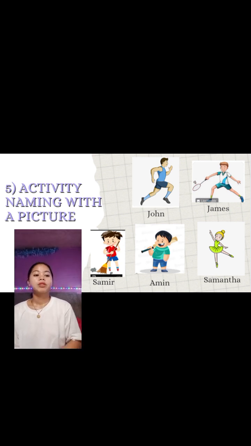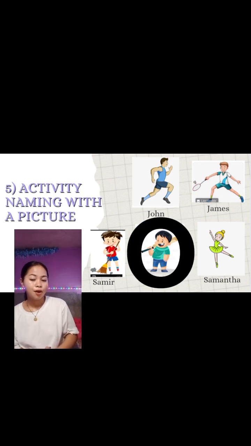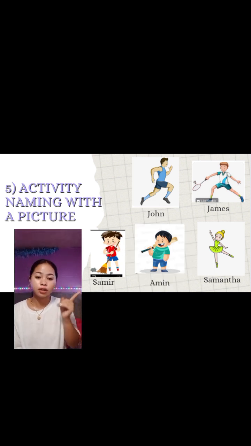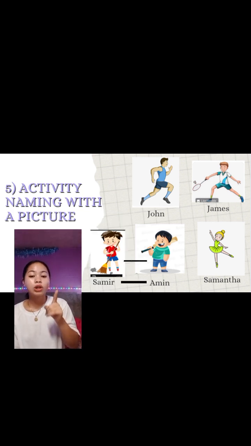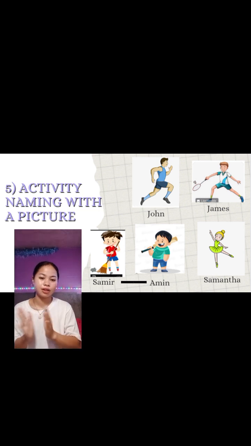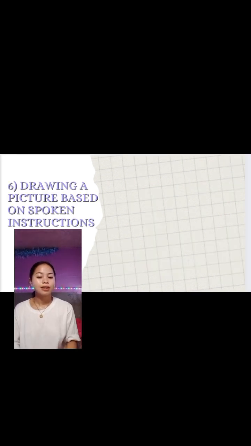For example, the boy with the cricket bat in his hands is named Amit, and he is talking to his friend Samir. So, where is the boy who holds the cricket bat in his hand? Okay, his name is Amit, and who is he talking to? Very good. That's Samir, the one who cleans. Okay? Very good. And now let's proceed to number 6, which is drawing a picture based on spoken instruction.